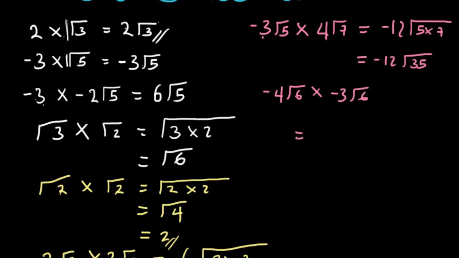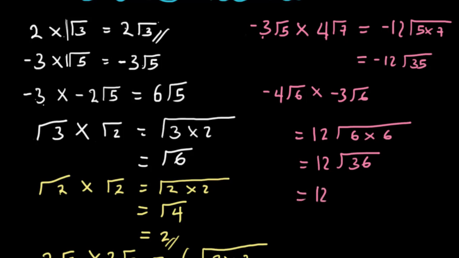Alright, what if I have minus 4 root 6 times minus 3 root 6? Now this will give me minus 4 times minus 3 is plus 12, root of 6 times 6. That will be 12 root 36. And that will be equal to 12 times root 36, which is 6. 12 times 6. Do you understand? So we have 6 times 6 is 36, but we know that root 36 is 6. So we have 12 times 6. 6 times 2 is 12, carry 1. 6 times 1 is 6, plus 1 is 7. So our answer is 72.